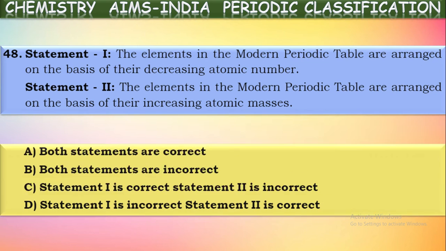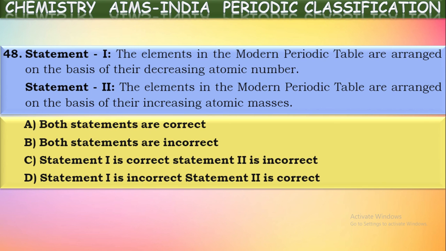See one more question. The elements in the modern periodic table are arranged on the basis of their decreasing atomic number. Is it correct? No. They are arranged in the increasing order of their atomic number. This is correct. First statement is wrong, second statement is true. Where it is given here. Statement 1 is incorrect and statement 2 is correct.